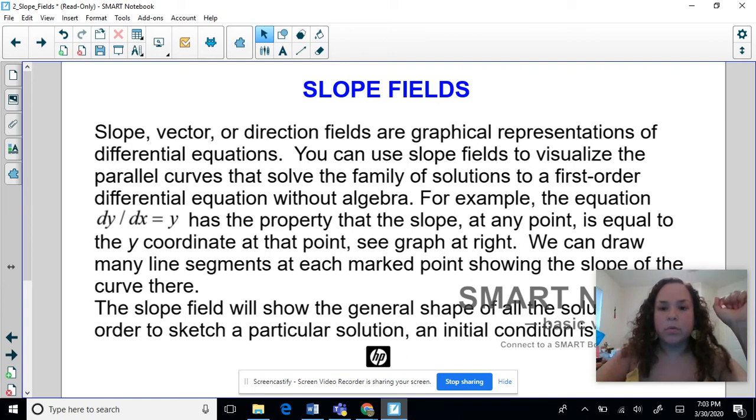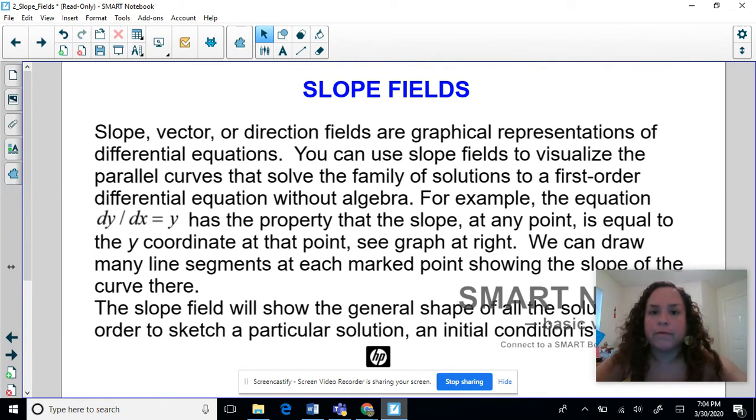Hey guys, so one of the things that you guys asked me to focus on for review for the AP exam was differential equations. And one of the main topics in differential equations is slope fields. Here's a paragraph describing what slope fields are, but specifically the first sentence is the most important, which is a slope vector or direction fields are graphical representations of differential equations.